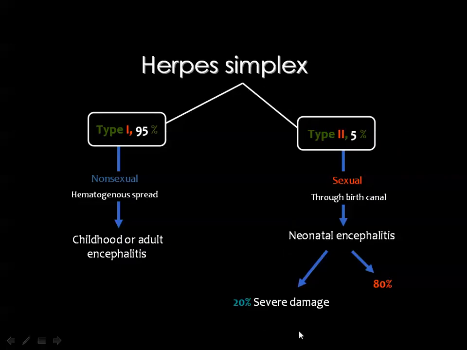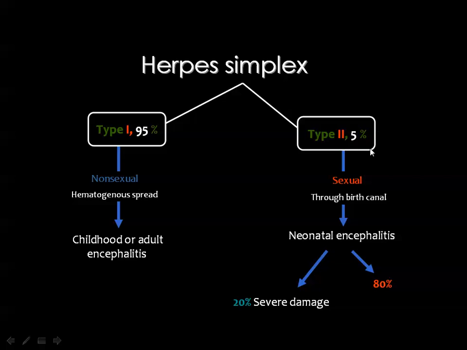Then herpes simplex is one of the viruses responsible for encephalitis. There are two main types. Type 1, which is very common, represents about 95% of the cases. This is transmitted non-sexually through the hematogenous spread and usually affects children and adults.